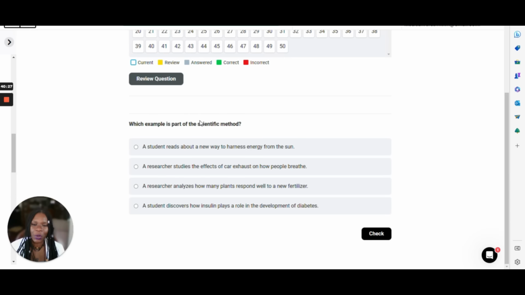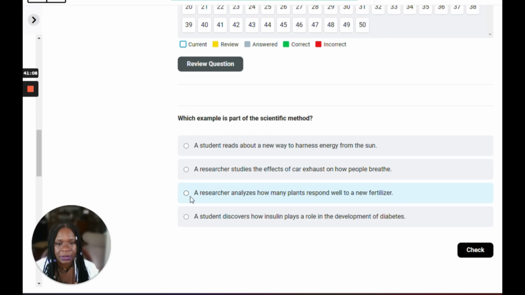Next question. Which example is a part of the scientific method? Is it a student reads about a new way to harness energy from the sun? Researcher studies the effects of car exhaust on how people breathe? Is it a researcher analyzes how many plants respond well to a new fertilizer? Or is it a student discovers how insulin plays a role in the development of diabetes? I'm going to pick the researcher analyzes how many plants respond well to a new fertilizer.